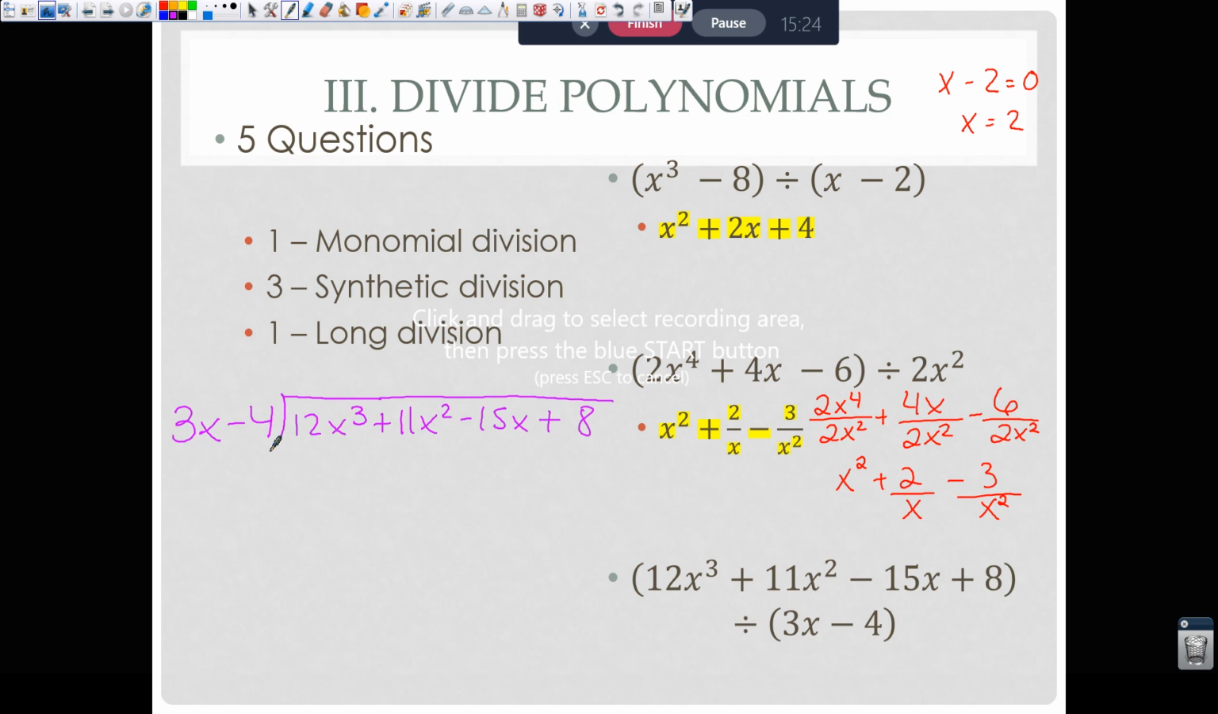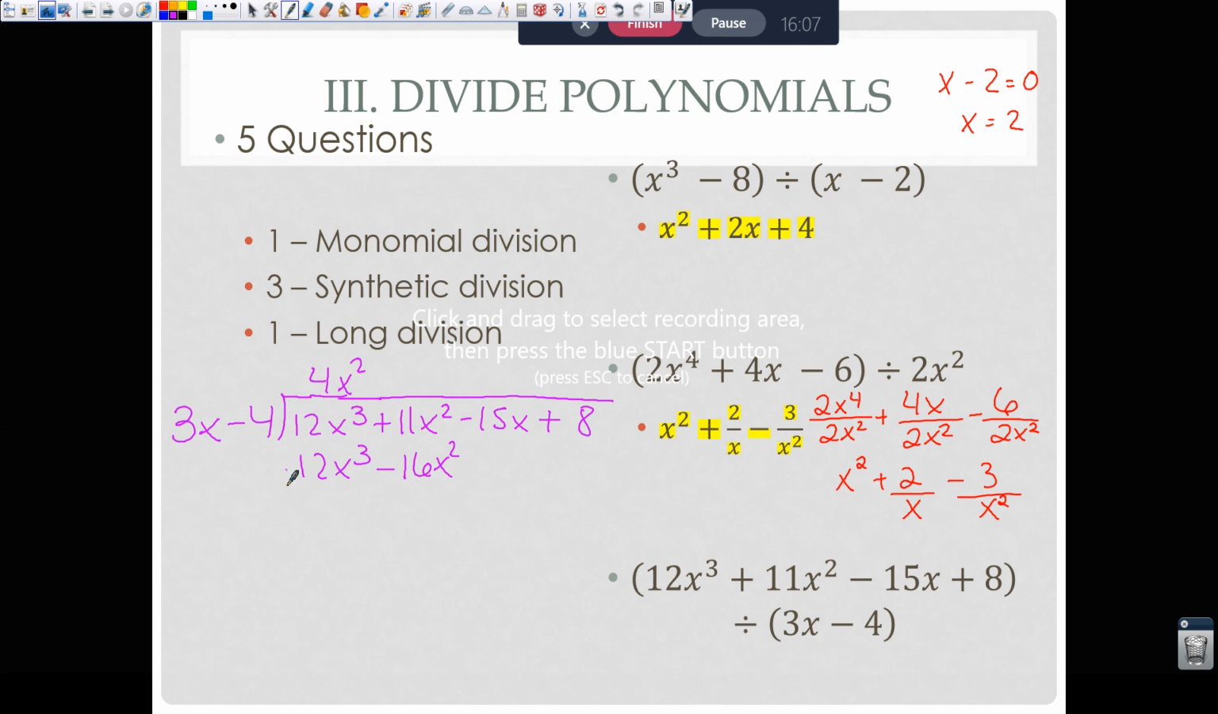So I need to figure out what I can multiply 3x by to get to 12x to the third. Yes, that is correct. 4x squared multiplied by 3x would give me 12x to the third. So 4x squared times 3x is 12x to the third. 4x squared times negative 4 is negative 16x squared.